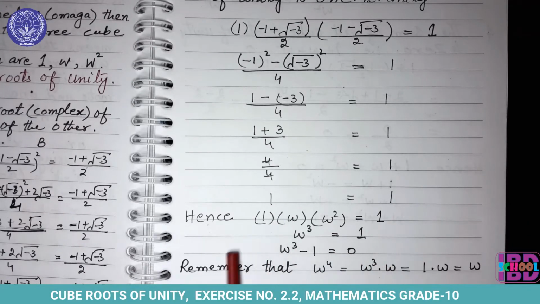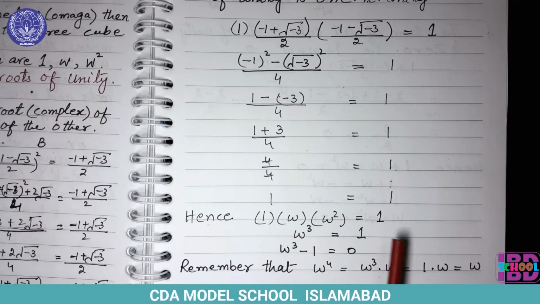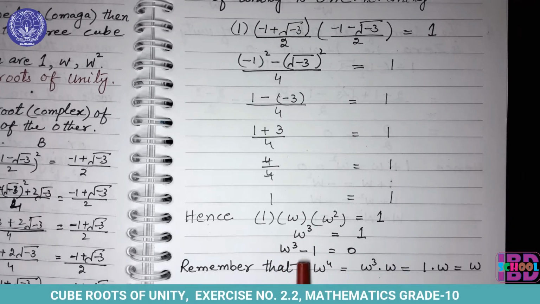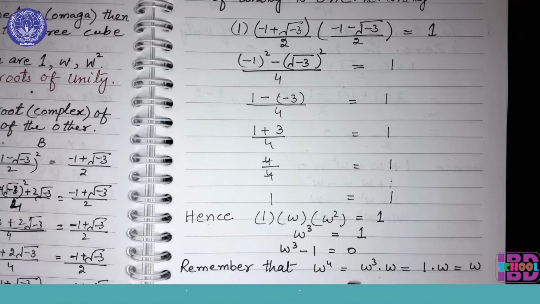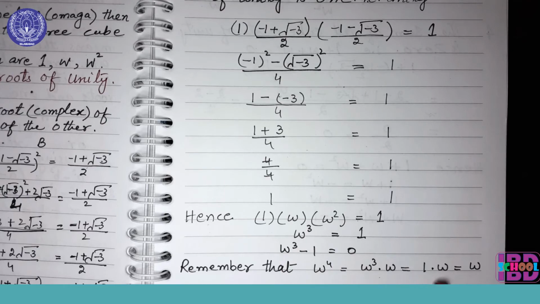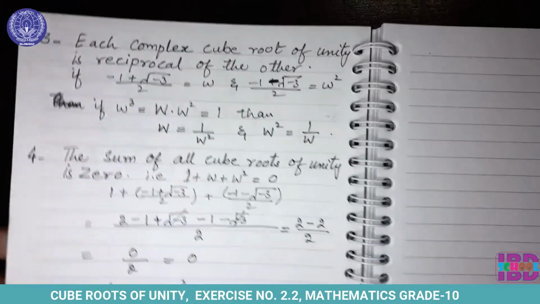Hence 1 into omega into omega square is equal to 1. We can say that w cubed, that is omega cube, is equal to 1, and omega cube minus 1 is equal to 0. Remember that omega 4 is equal to omega 3 into omega is equal to 1 into omega is equal to omega. Number 3. Each complex cube root of unity is reciprocal of the other.